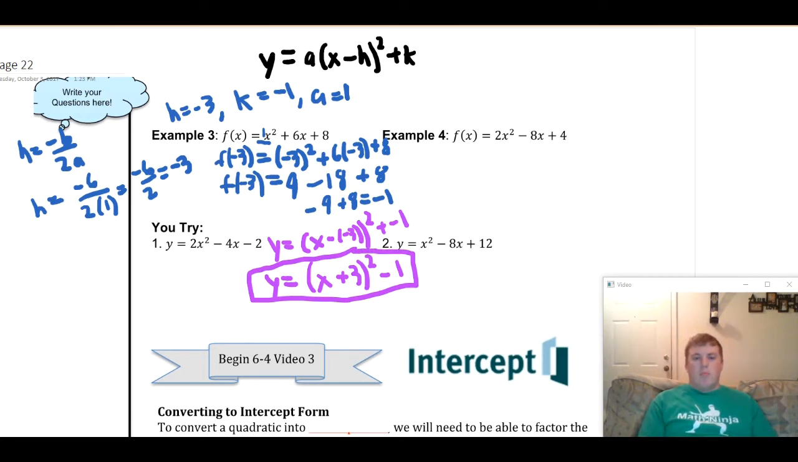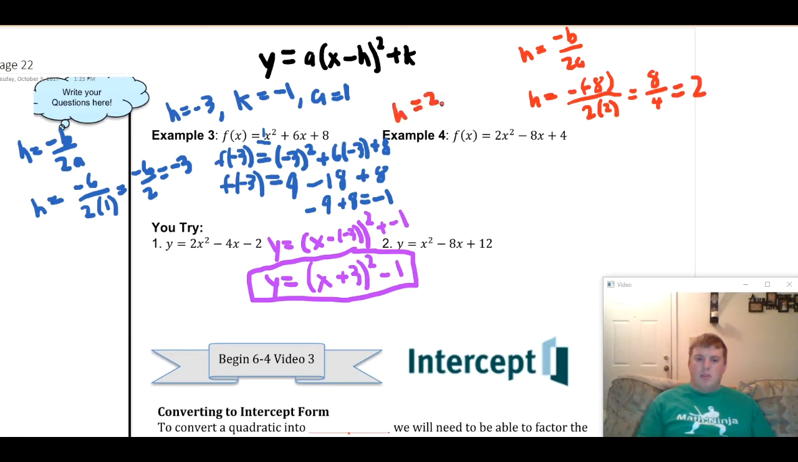Let's go ahead and look at one more example together. We're going to use the same process. So the first thing we need to do is to find our h value. So we're going to do negative b over 2a again. Our negative b is going to be a negative negative 8. We want to be careful with our signs. And then our 2a is going to be 2 times 2, with the a being 2. We simplify, that gives us a positive 8 over a positive 4, which gives us 2. So our h value is going to be 2.